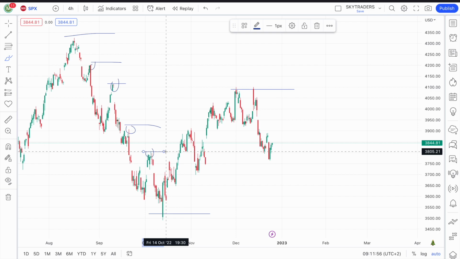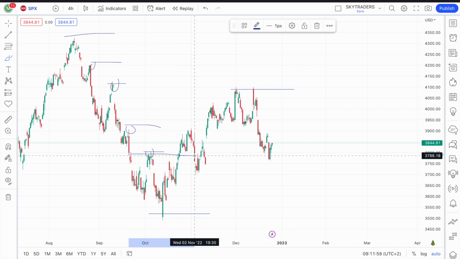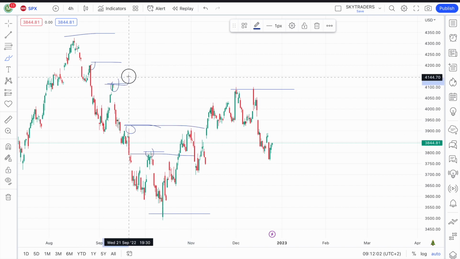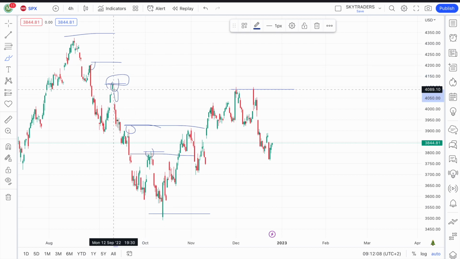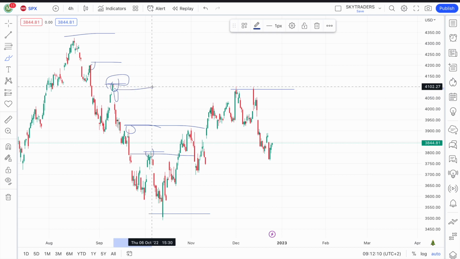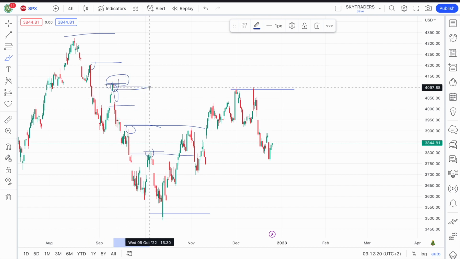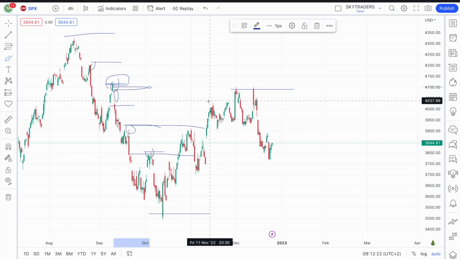Right? We fulfilled this one. We fulfilled this one. We're still not fulfilling this one because we didn't take out the liquidity out there. But this is a gap in the market, which means that price dropped significantly within a short period of time without fulfilling these prices. And that's what we took.